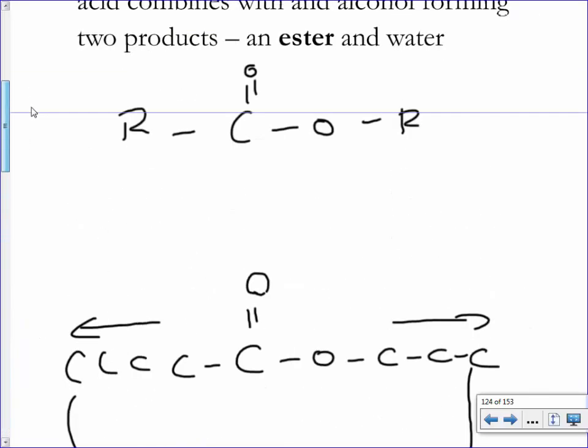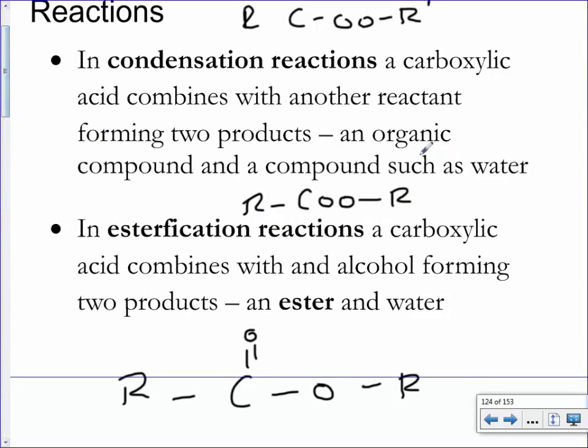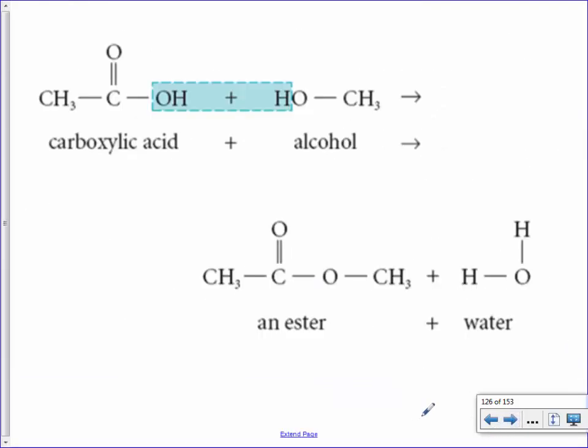They're very similar. This one here just makes an organic compound, and we don't know which one it makes. This one here specifically makes an ester. So let me show you an example of how to make an ester. Here's a carboxylic acid. What would we call this carboxylic acid? What's its name?